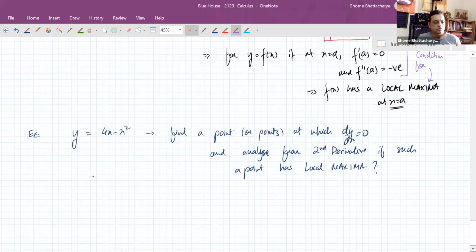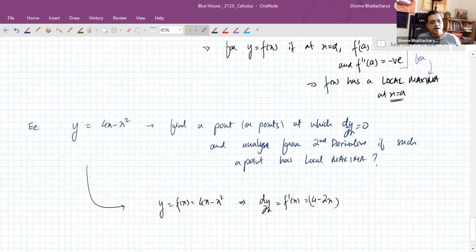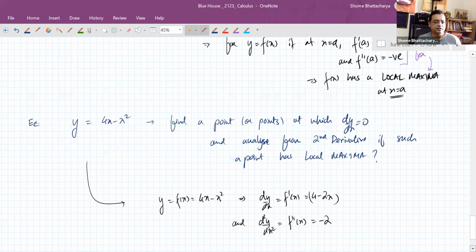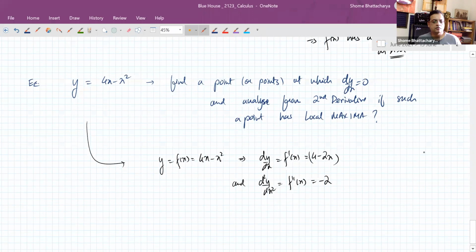The function is 4x minus x square. That means the derivative of the function is 4 minus 2x. And the second derivative of the function is the differentiation of this, so it is minus 2. So it's constant. Now, the value of the second derivative is the same everywhere. So this is the first step, that we find the derivative: find dy by dx and d2y by dx square, the first derivative and second derivative.